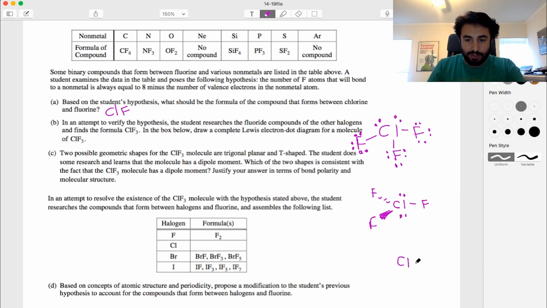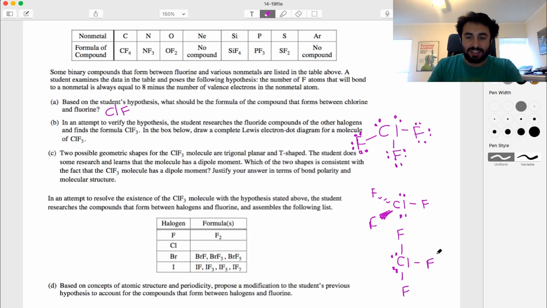But we can also have this. We can have this T-shaped, and then a lone pair here and a lone pair here. So these would be occupying the positions where we have the dash and wedge bond over here. So you can think of them as kind of jutting out and jutting in.